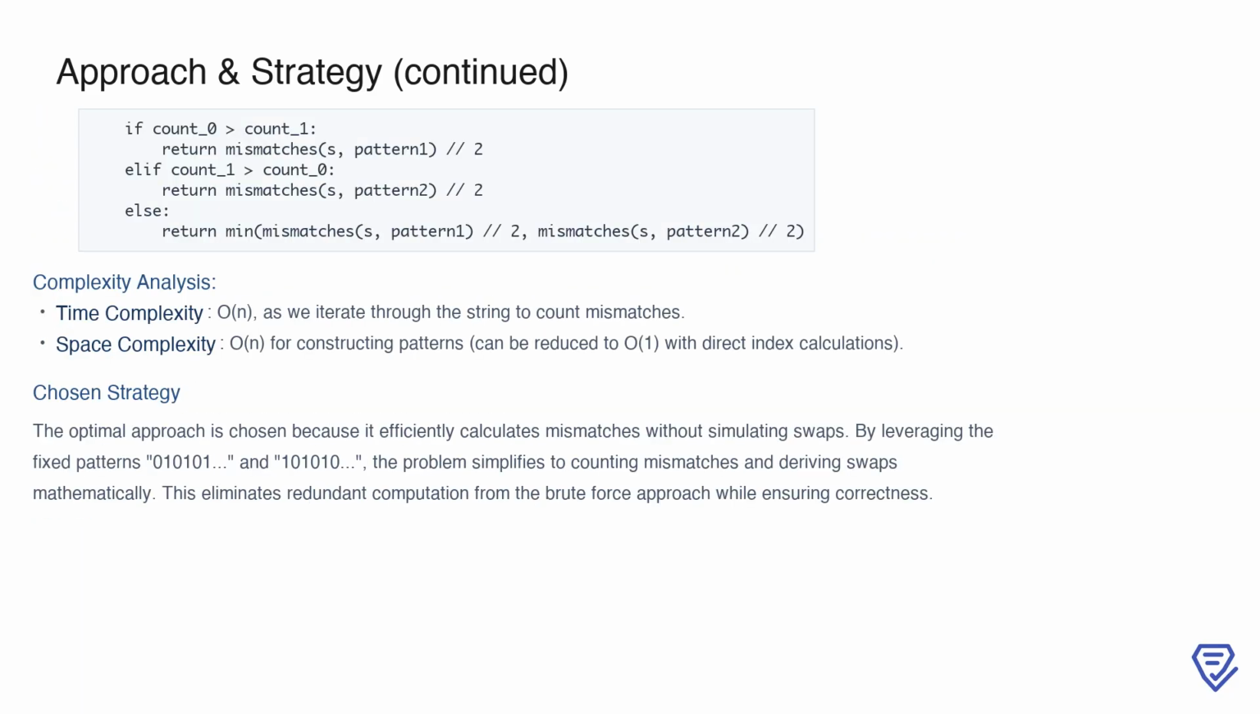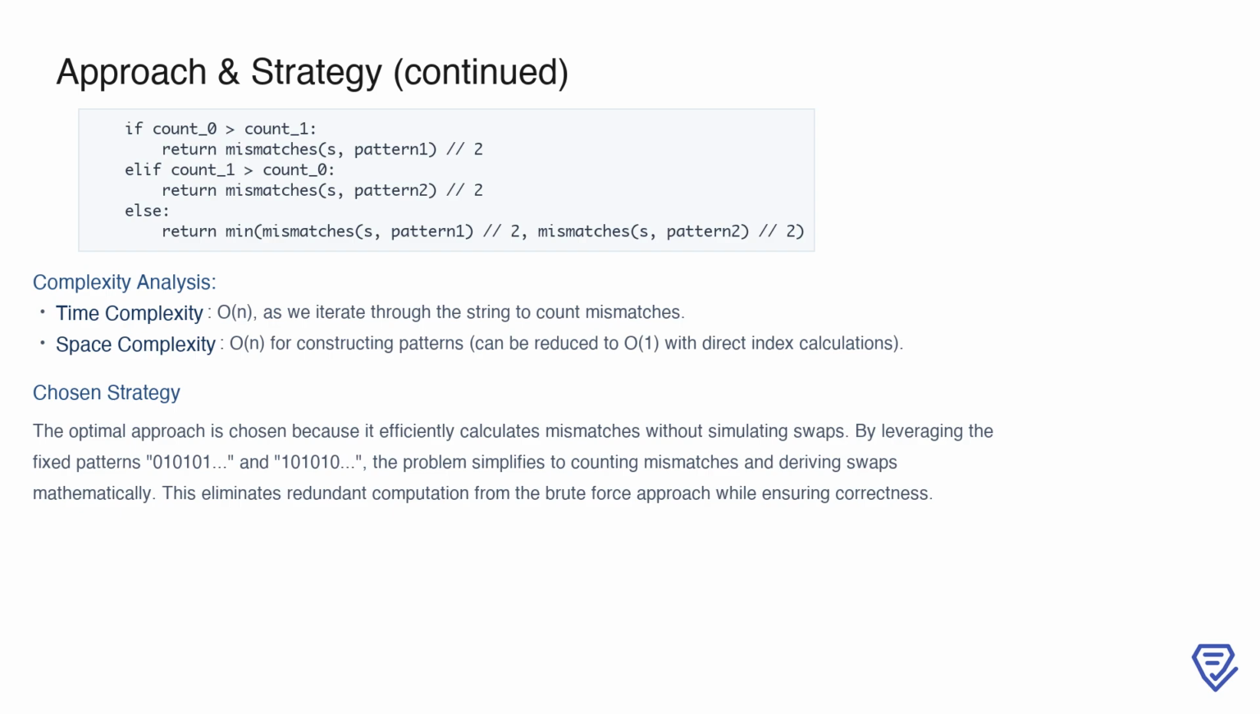In the implementation, we start by counting the occurrences of 0 and 1. If the absolute difference between these counts is greater than 1, we immediately return -1, as it's not possible to convert the string to an alternating pattern. Next, we define a helper function to calculate mismatches by comparing the input string to a given target pattern. We then construct the two valid patterns programmatically, one starting with 0 and the other with 1.